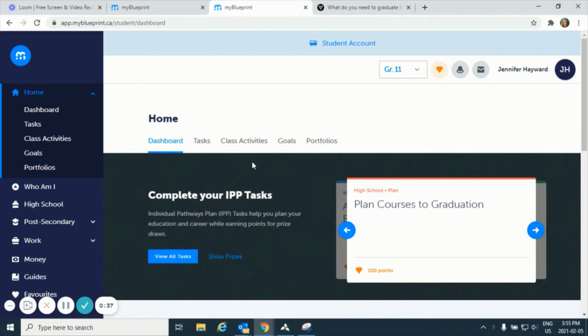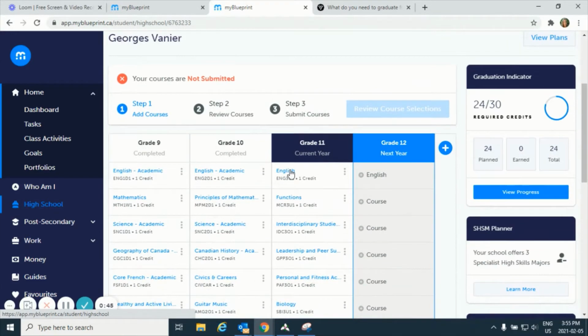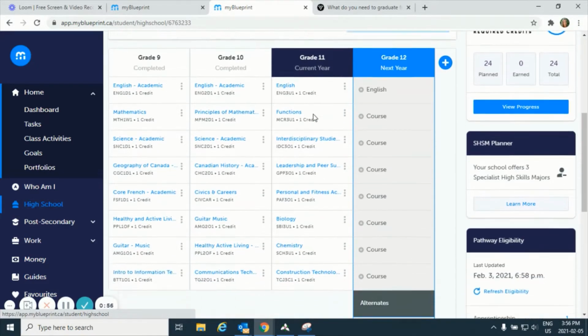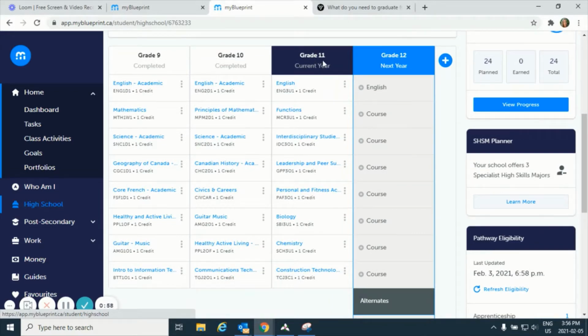To choose your courses and to get to your high school planner, skip over to the menu on the left-hand side, click on High School, and you will land on your high school plan. On this page, you will see all of the courses that you completed in grade 9, grade 10, and this year, the current year, as grade 11 is highlighted.